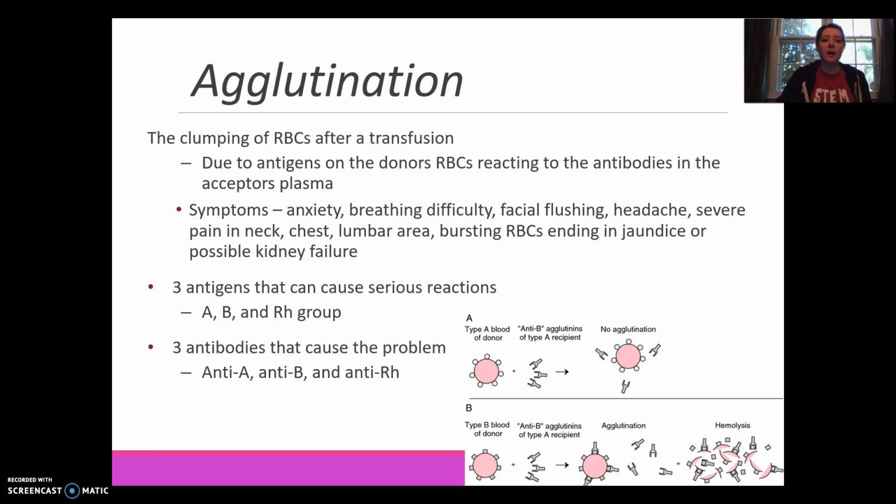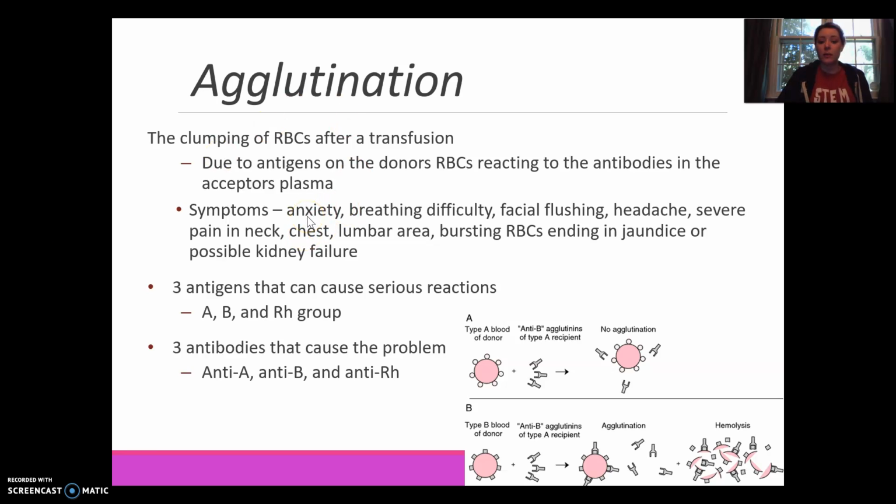All right, we're picking up on agglutination. So basically, agglutination is when your red blood cells clump together after a transfusion, and that's bad because when your blood clots together and it doesn't move through your blood vessels anymore, you might die.